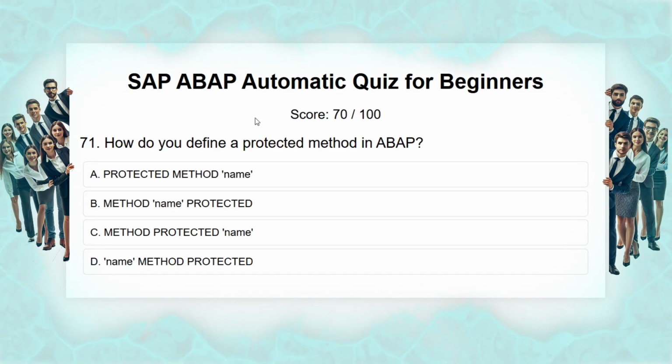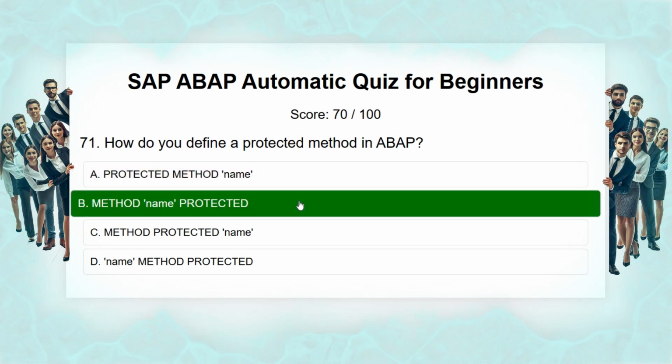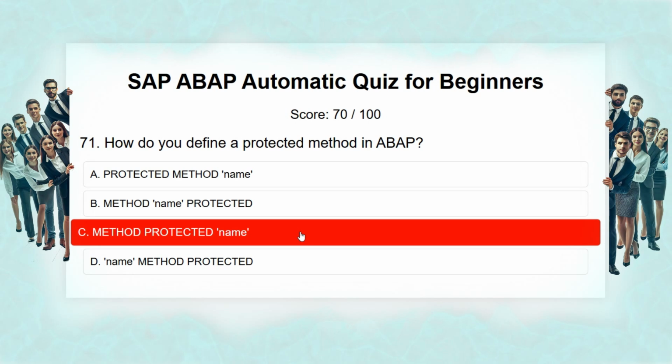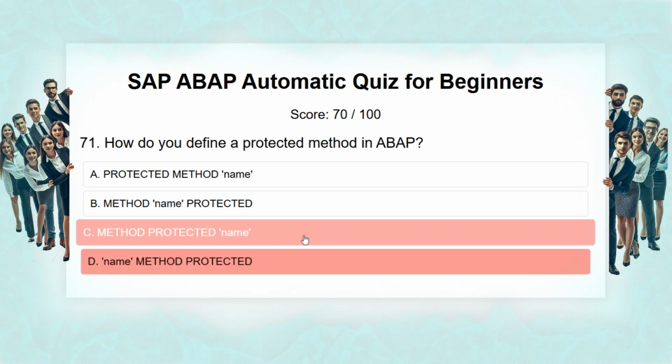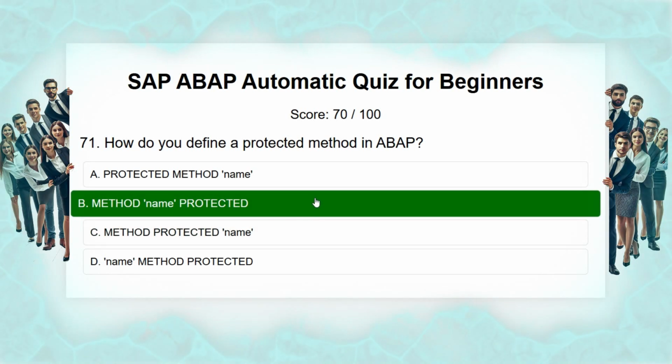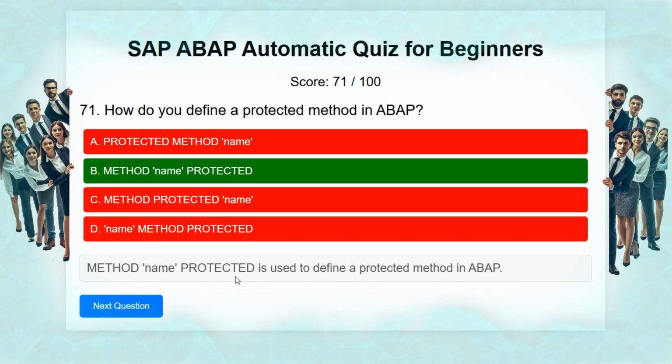71. How do you define a protected method in ABAP? A. Protected method name. B. Method name protected. C. Method protected name. D. Name method protected. Correct answer. Method name protected is used to define a protected method in ABAP.